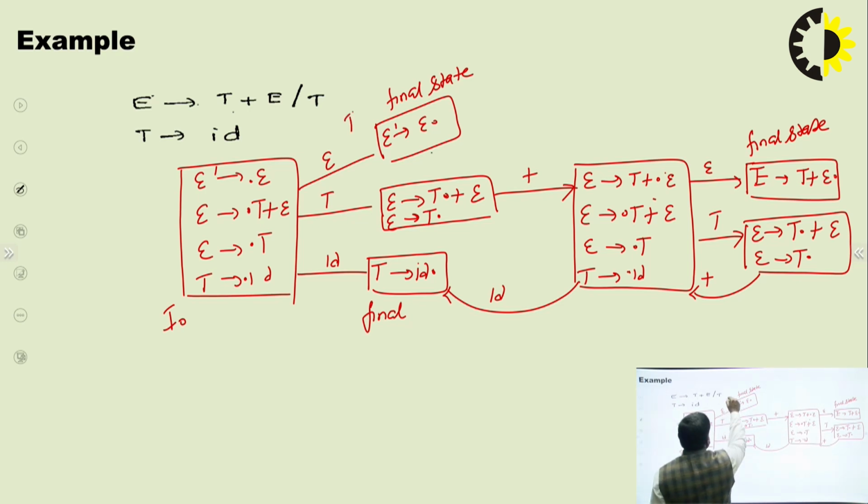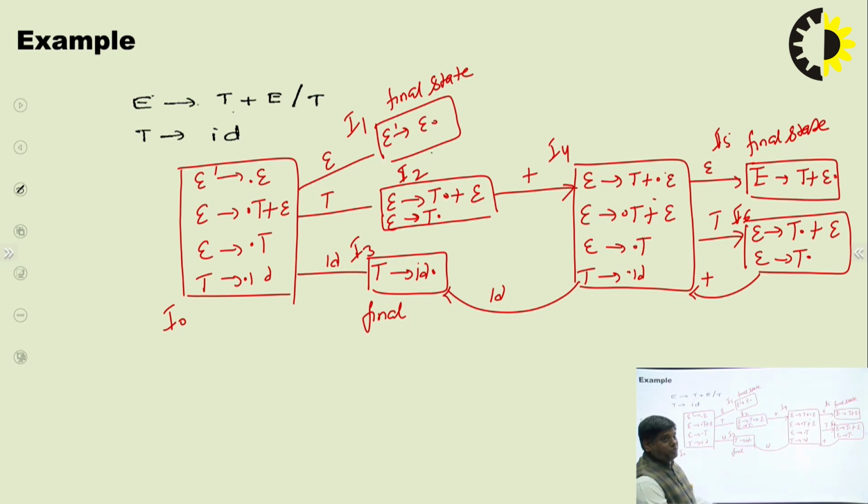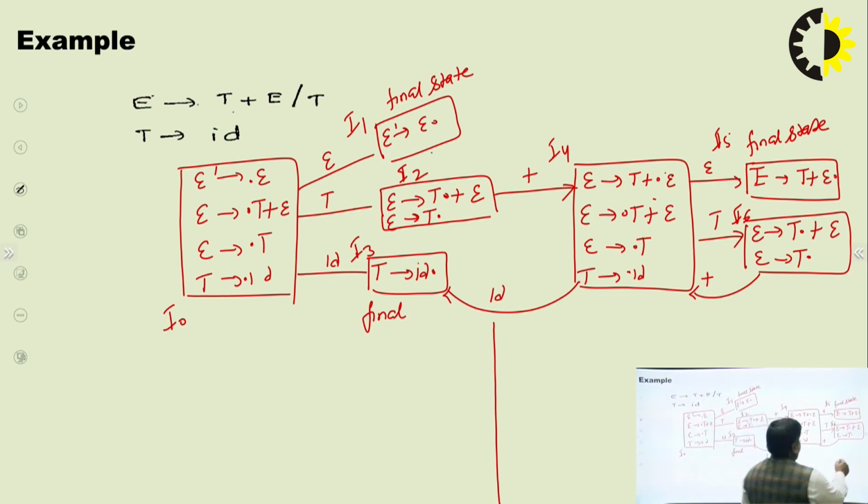This is I0. That is I1, I2, I3, I4, I5, I6 plus E. Explain this one. No problem. Everything is fine. Now we draw the action and go to table. This is the final result we are going to compute of this given context free grammar using the LR0 parsing algorithm. Now we need some space.